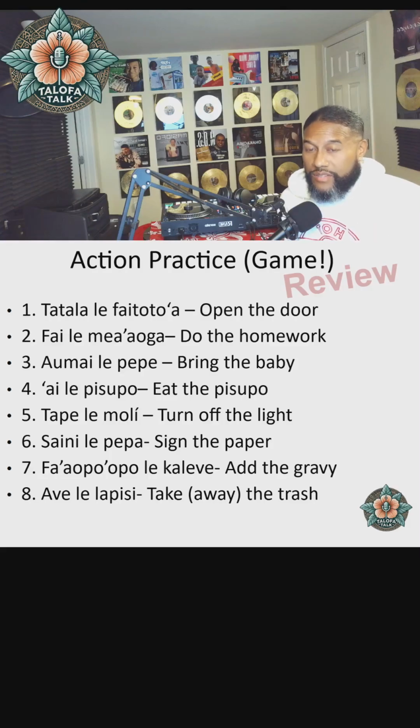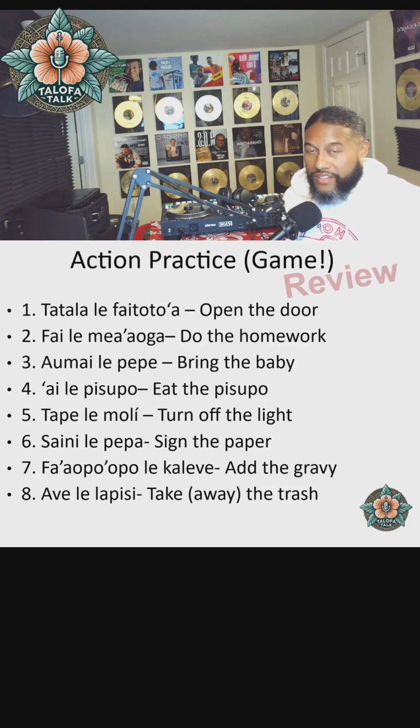All right. 'Sainia le pepa', sign the paper. That kind of sounds like an English word, right? 'Fa'aopoopo le kalave.' Add the gravy. Okay. 'Ave le lapisi.' Most people have heard this before. 'Ave le lapisi.' Take away the trash.